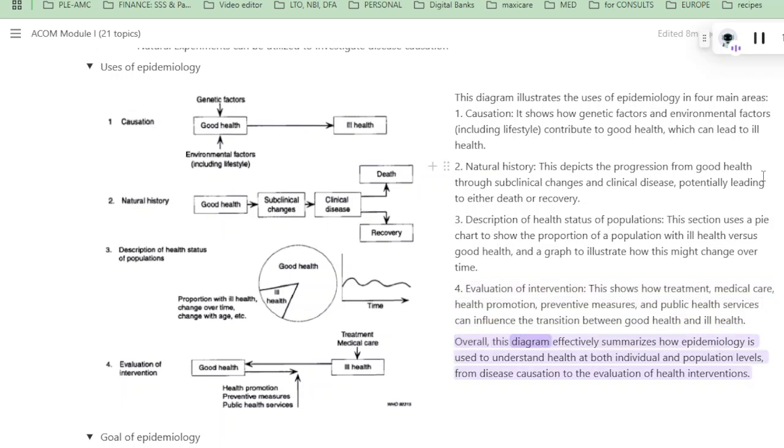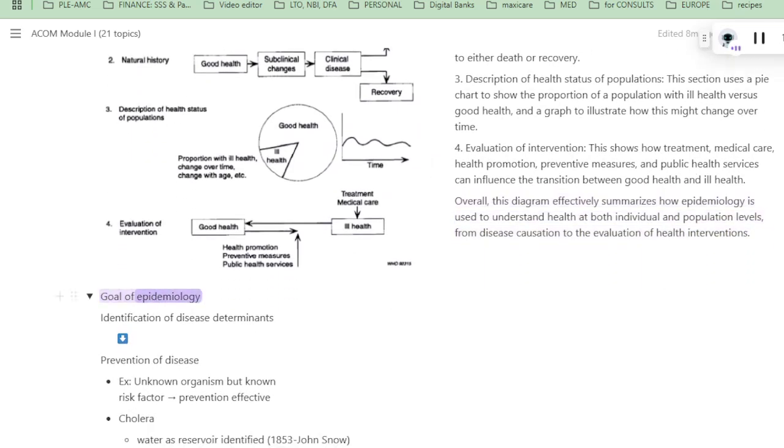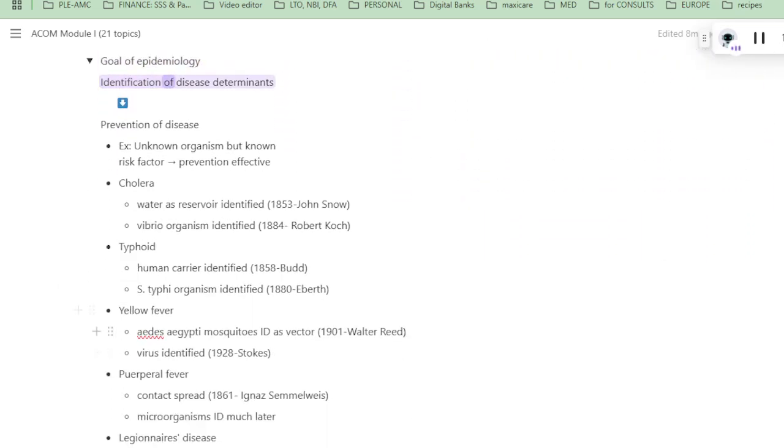Overall, this diagram effectively summarizes how epidemiology is used to understand health at both individual and population levels, from disease causation to the evaluation of health interventions. Goal of epidemiology: identification of disease determinants, prevention of disease. Organism X unknown but risk factor known, so prevention is effective.